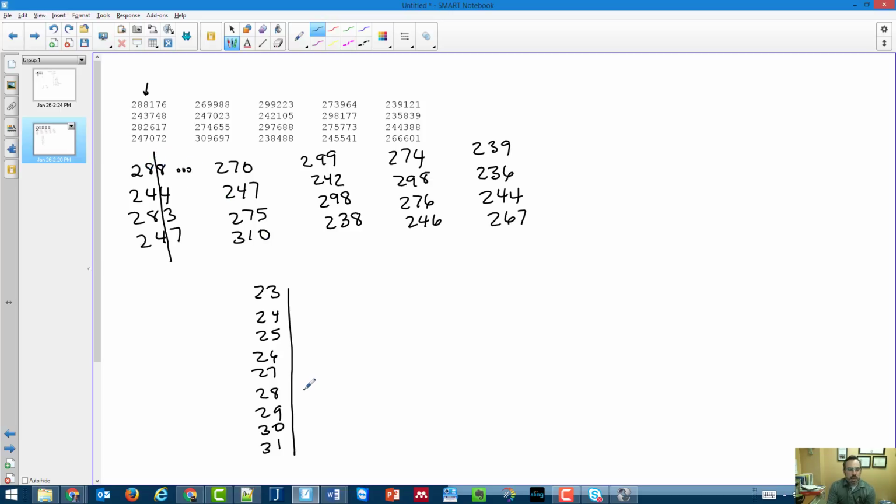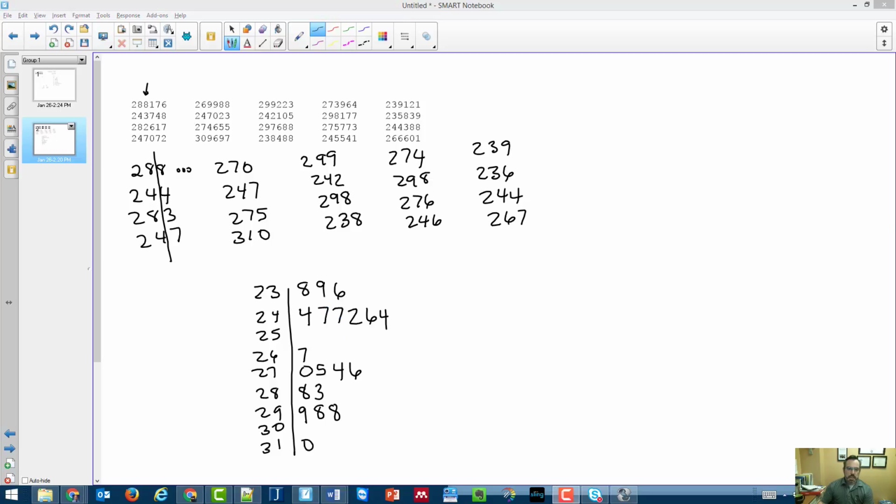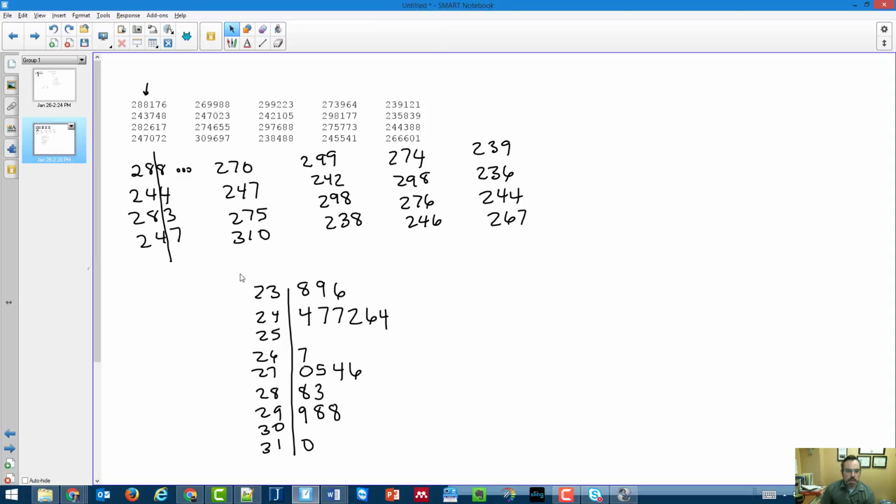So I have 288, I have a 244, a 283. So notice I'm just kind of filling it out as I go along. And this is one of the reasons why doing a stem plot is nice, is you don't necessarily have to organize the data ahead of time. All right, so once again, I've finished putting that together, and I have my stem plot.